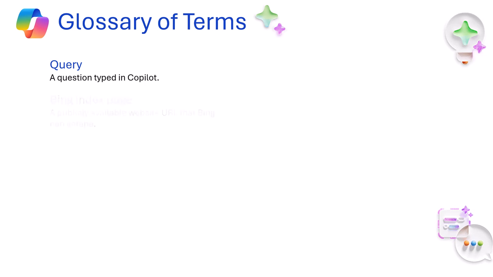When we say query, that's the question that we type. We're going to talk about Bing and Edge and then the apps. So I just want to make sure this is up. A Bing index page, that's publicly available. That's a website that Bing can scrape and give you information about it.